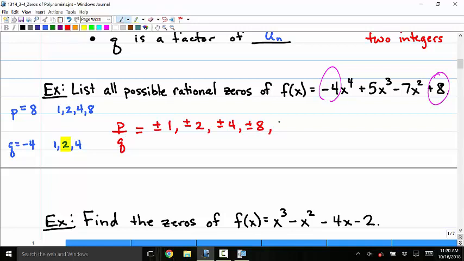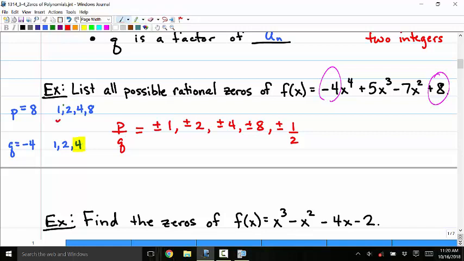So I'll get plus or minus 1 over 2, plus or minus 2 over 2, which is 1. It's already listed. I don't need to list it again. Plus or minus 4 over 2, which is 2. It's already listed. And plus or minus 8 over 2, 4, is already listed. Okay, so now I'm going to do the same with this denominator.